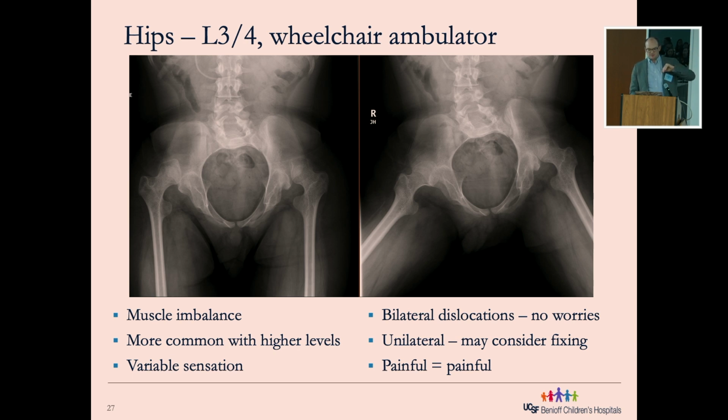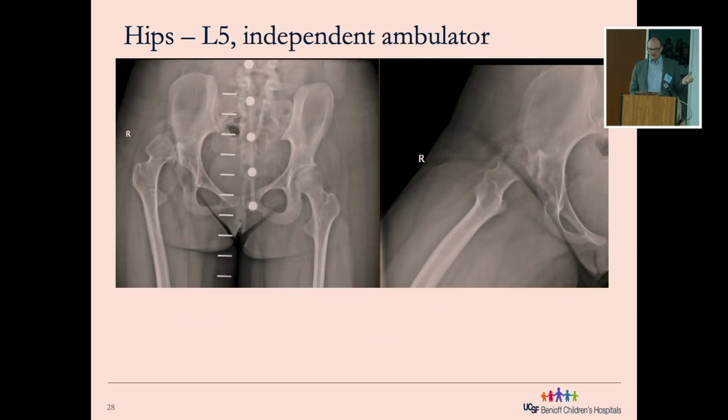Unilateral, we do sometimes think about fixing it, because painful equals painful is a way to say that if they are painful, it is a very painful situation for all. When we get into the unilateral hip dislocations, this kid is L5, so low lumbar, independent ambulator. She's the one that I wish used her crutches because I think it would help her immensely, but she has hip pain, and it sucks because she's very functional. She's an independent ambulator. She's attending college right now.